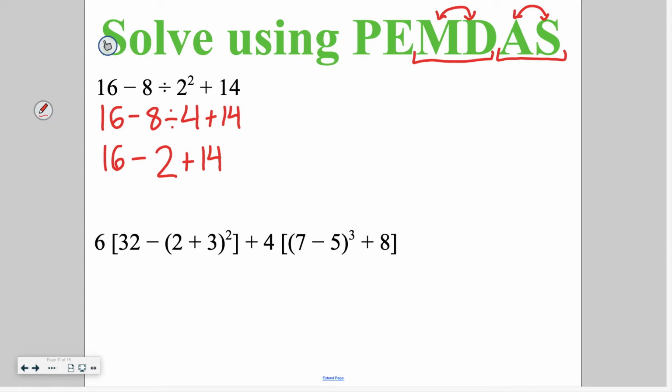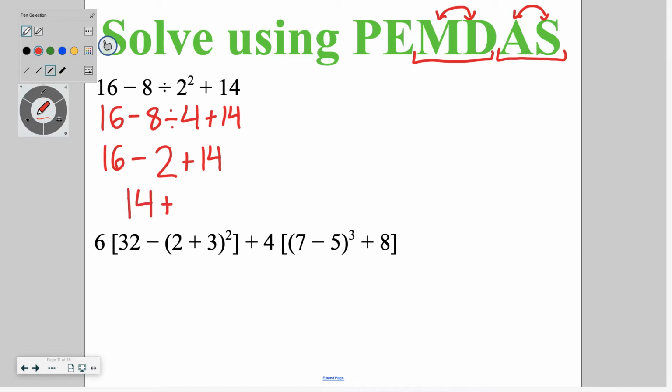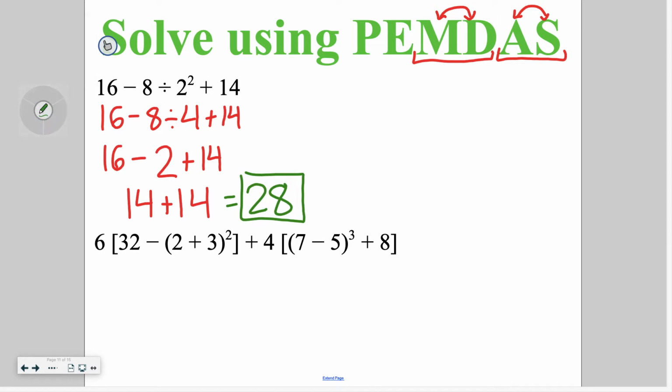Looking at our problem now, we are looking for addition or subtraction. In this case, the subtraction comes first in the problem. So we are going to do 16 minus 2, which is going to give me 14. And then we've got another 14 being added to that for a final answer of 28.